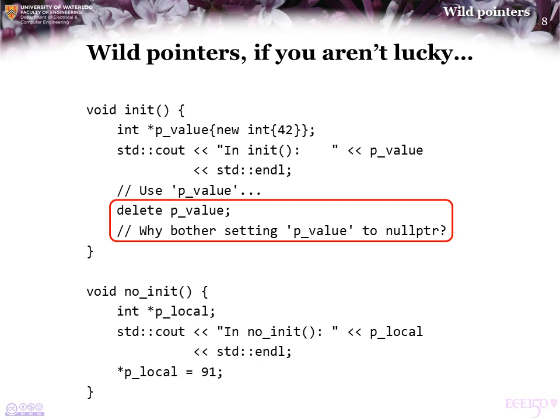And so you may think, well, p_value is going out of scope immediately as soon as this function exits. So why bother setting p_value to null pointer? The local variable is gone anyway.